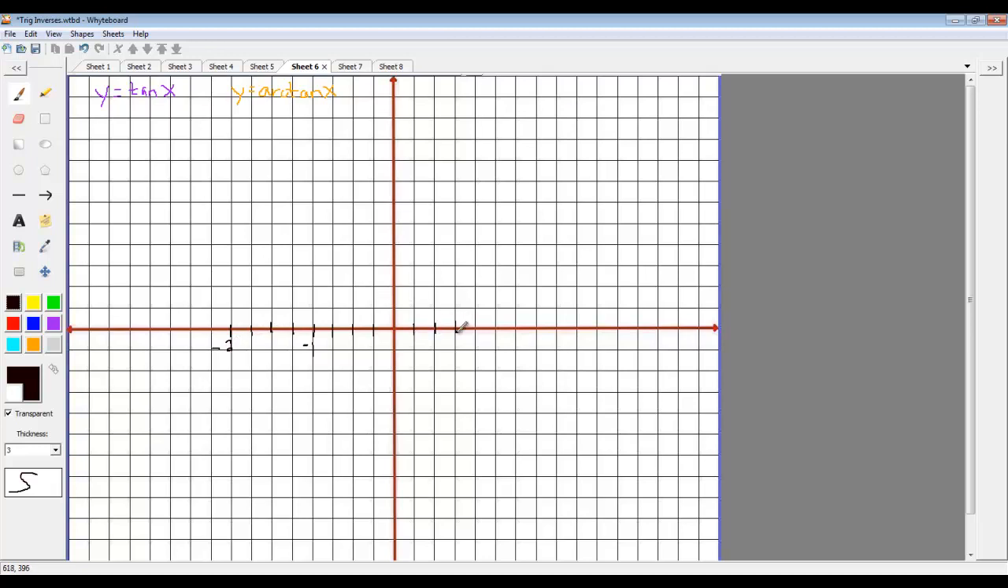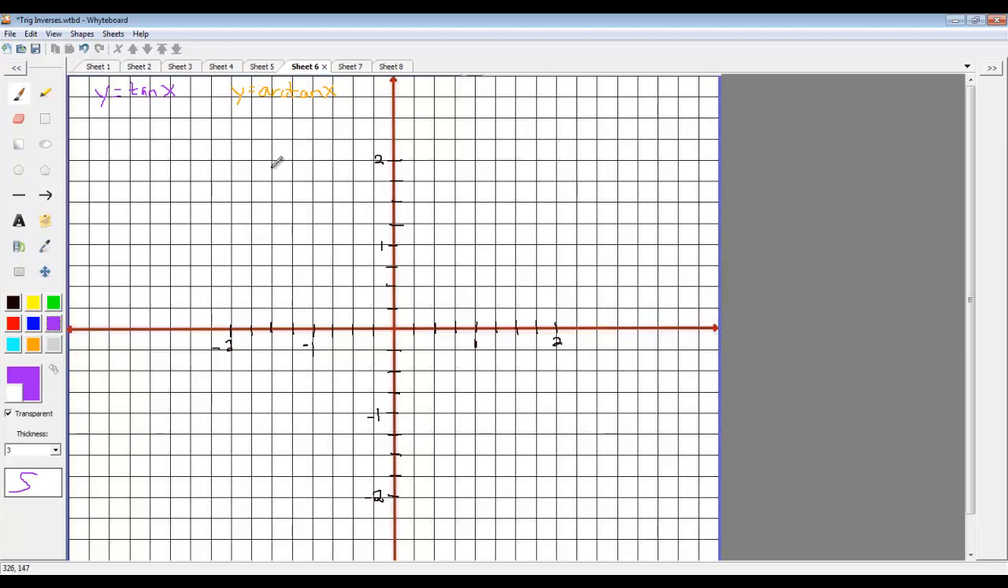You got positive 1, positive 2, positive 1 going up, positive 2 going up, negative 1 going down, negative 2 going down. Alright, so tan at negative pi over 2 and pi over 2, you have the vertical asymptotes.